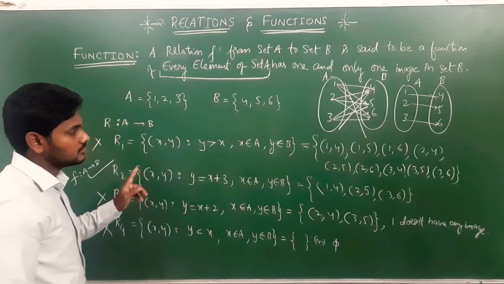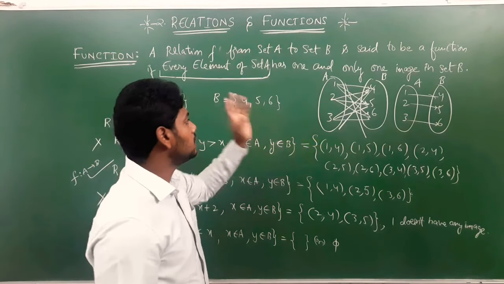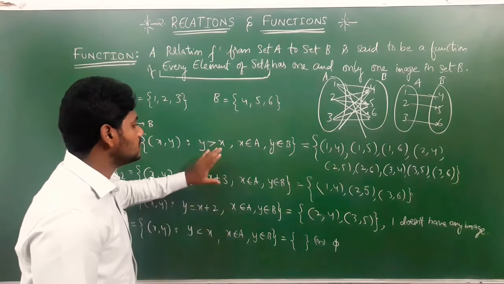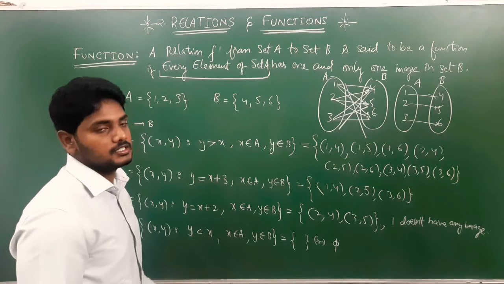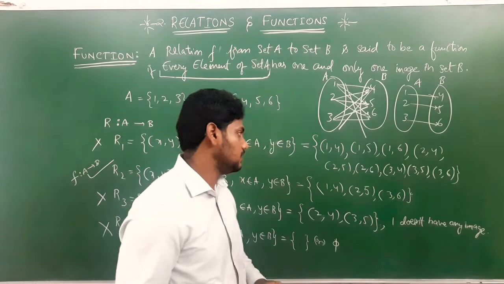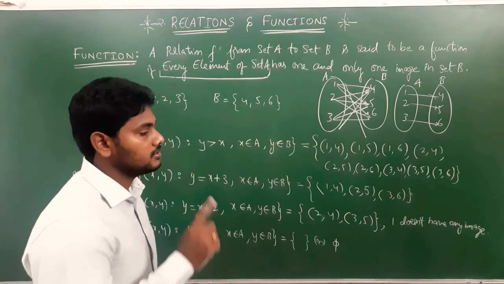These are relations. Why? Because these are subsets of the Cartesian product A cross B. These are relations only. But when we call a relation a function, it means every element of set A has one and only one image in set B. Right? Pause the video and note it down.